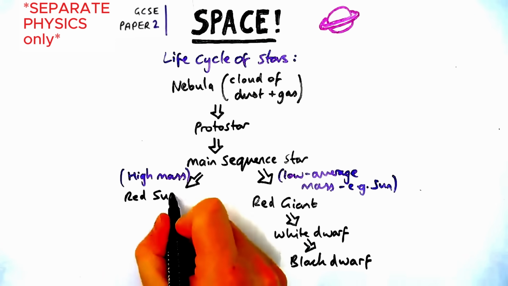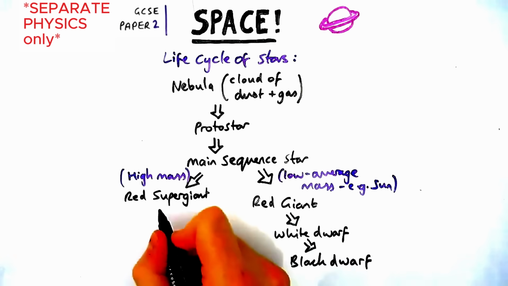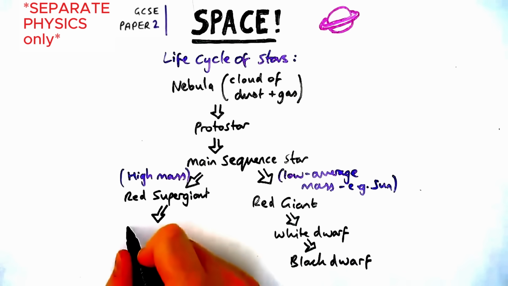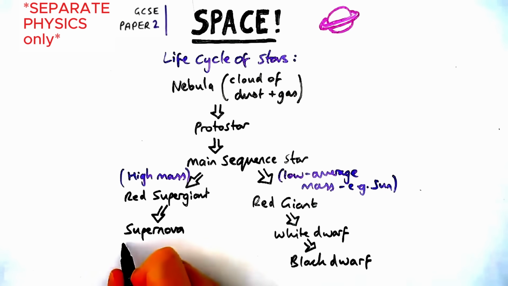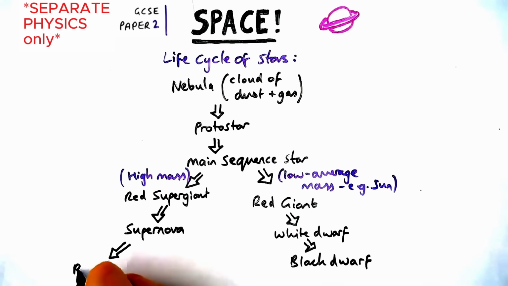Now for high mass stars, it's slightly different. Instead of a giant, they become a red supergiant star. And after that stage, you have what's called a supernova. After that stage, you go into two different outcomes: either a black hole or a neutron star.